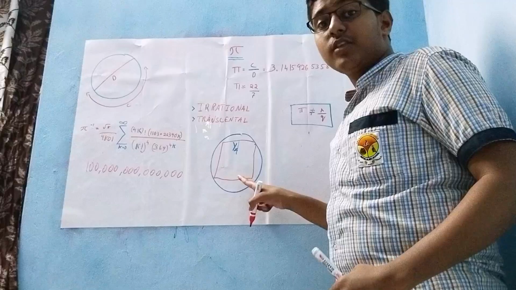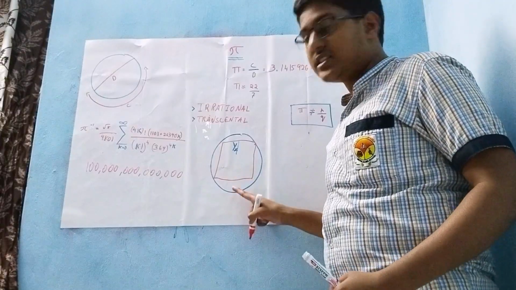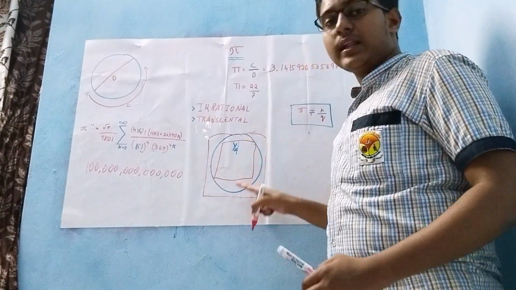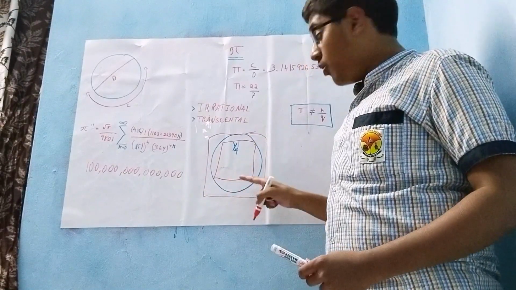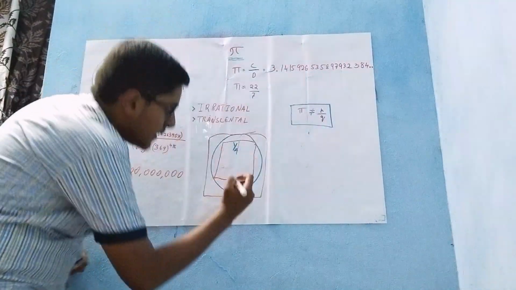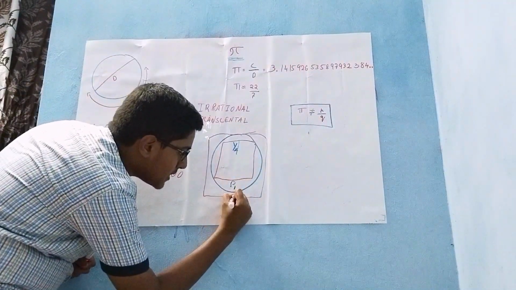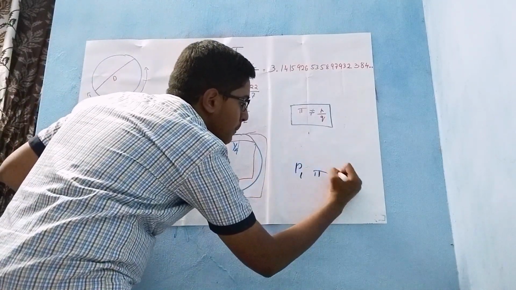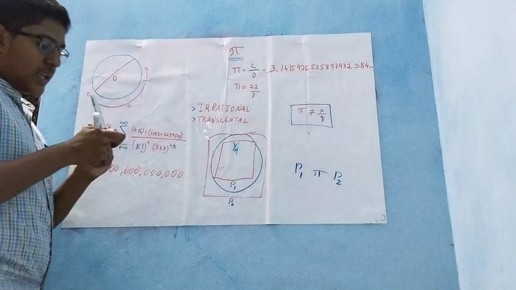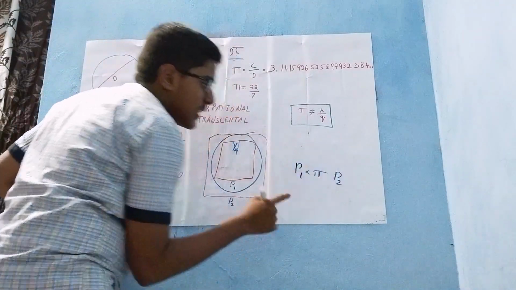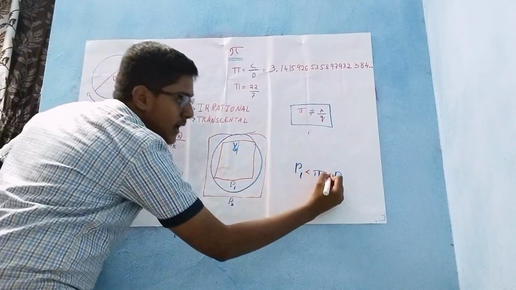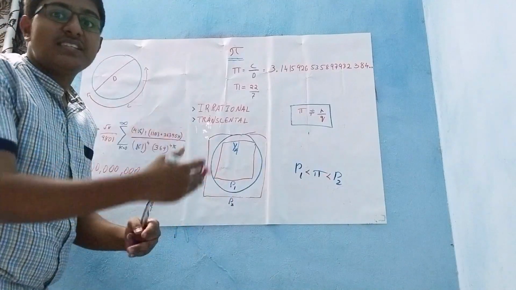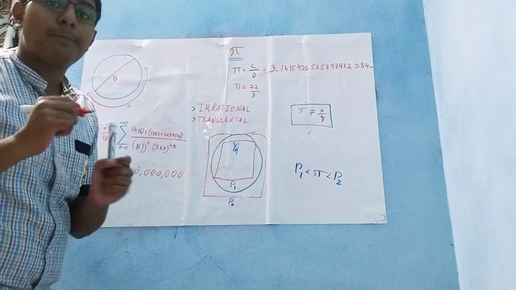The perimeter of this polygon will be lesser than the circumference, which is pi. And if we draw a polygon outside of the circle, its perimeter will be greater than the circumference of the circle. So we will take the smaller perimeter as P1 and the larger perimeter as P2. We can write that P1 is smaller than pi, so I will write lesser than, and P2 is greater than pi, and I will write like this. If we calculate for an infinite-sided polygon, we would get a great approximation of pi.